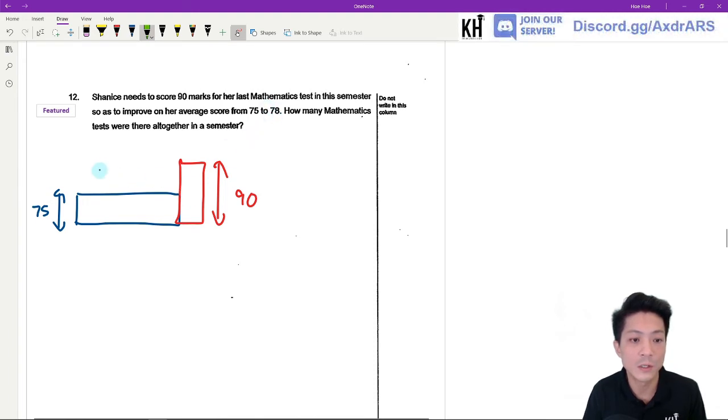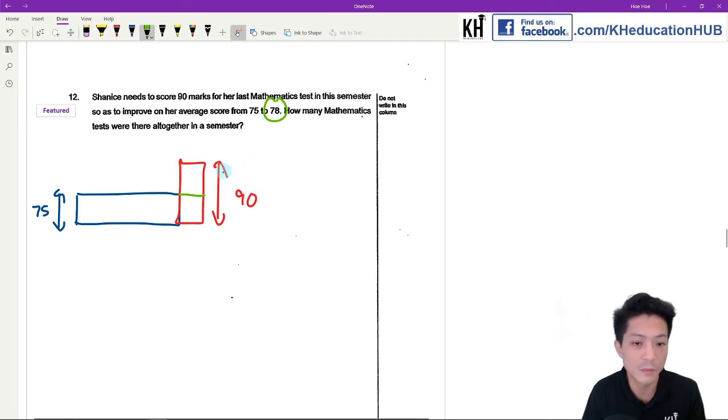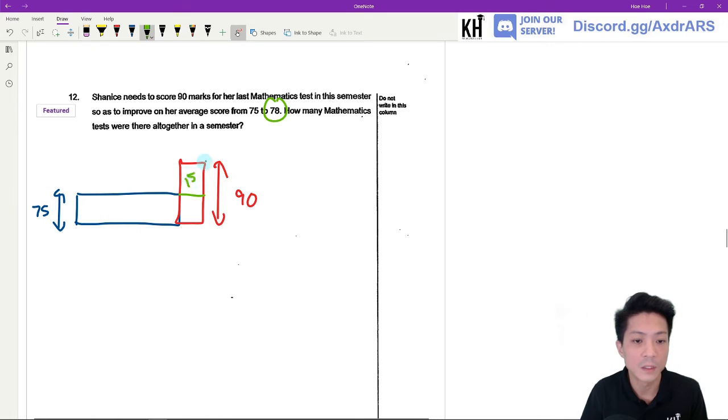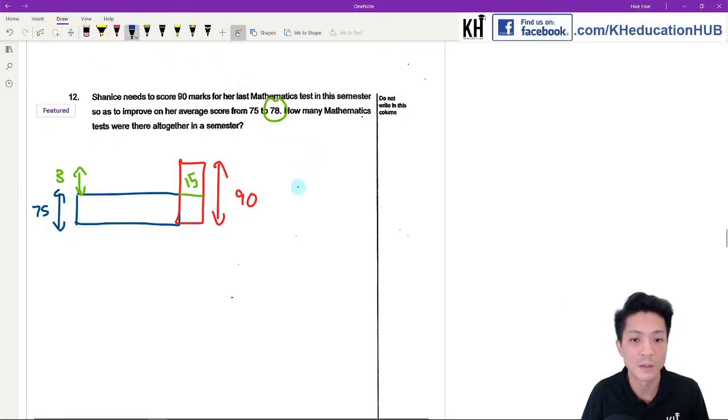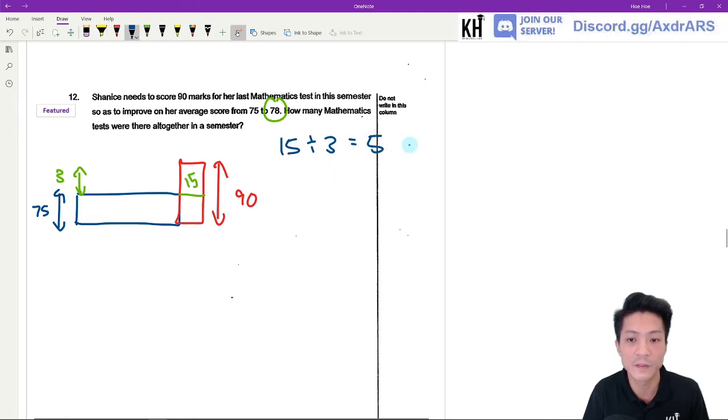In order to increase the average to the new 78, you need to cut away this part over here. So this part over here will be 90 minus 75, which will give me 15. This 15, if it is thrown away, you will get back the original average, but now I need to increase it to 78, which is plus another 3. So what I need to do is use this 15 over here divided by 3. That will give me a 5. This is the answer for the number of tests that were taken altogether in this semester.